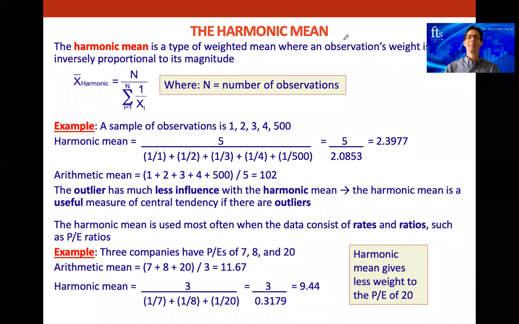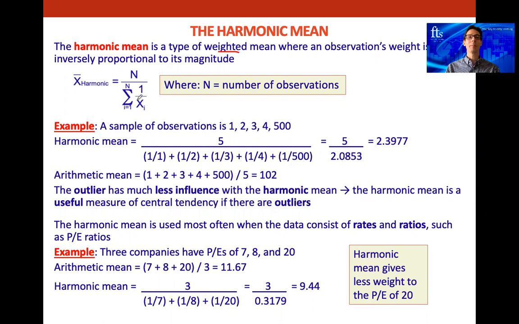Hello, welcome back. So we're still busy with these measures of central tendency, and we're now on to the harmonic mean. So let's get going. So what is this? This is a type of weighted mean where an observation's weight is inversely proportional to its magnitude. So it looks like this. It looks rather strange at first.